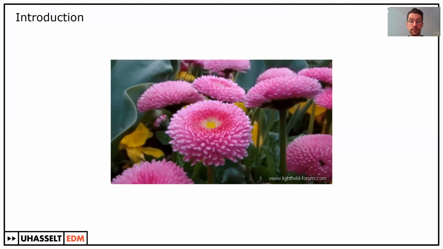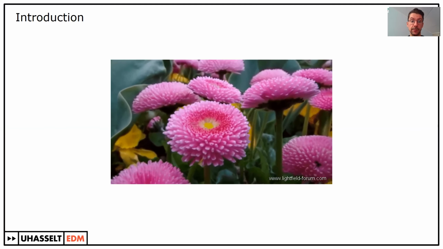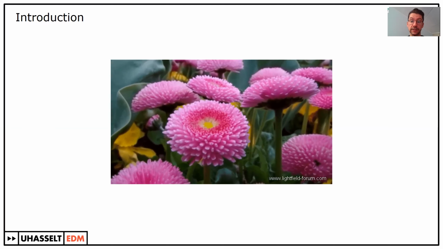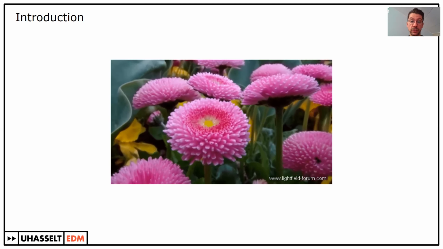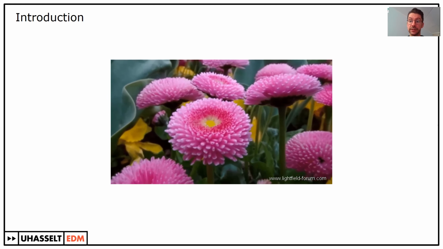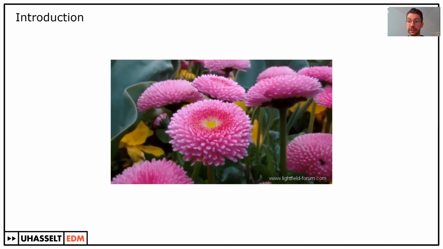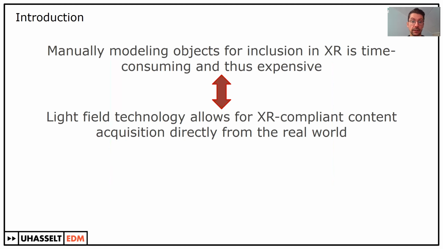A light field can conceptually perhaps best be explained by comparing it to traditional 2D images. Whereas a 2D image captures only the intensity of the light rays that pass through a physical scene, a light field also captures the direction in which those light rays travel. A static light field does so at a particular moment in time, giving rise to a static, inanimate virtual scene with parallax effect. As such, light field technology is a scanning-based alternative to laborious manual modeling by allowing for high fidelity and ISO-compliant content acquisition directly from the real world.